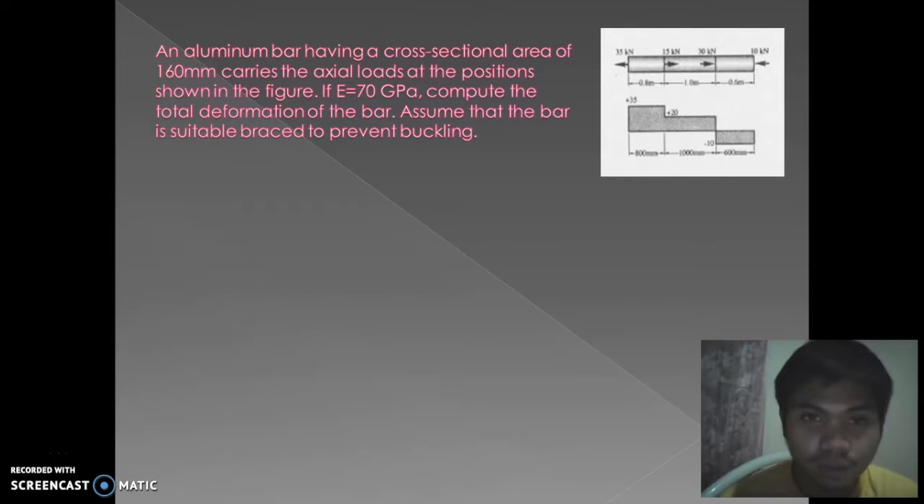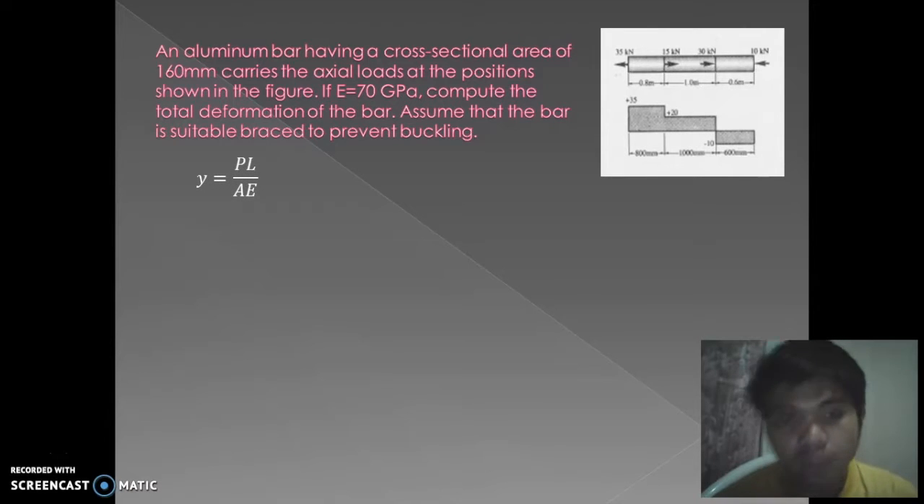So in this example, an aluminum bar having a cross-sectional area of 160 millimeters carries the axial loads at the positions shown in the figure. If E is equal to 70 GPa, compute the total deformation of the bar. Assume that the bar is suitably braced to prevent buckling. So the formula we use for the deformation is PL over AE.